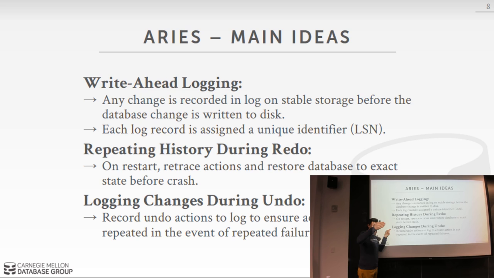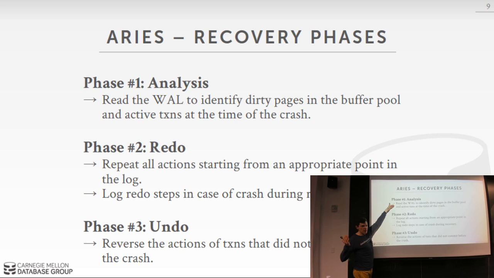So in Aries, recovery has three phases. First, from the last checkpoint, you go through and figure out everything that was happening inside your system up to the end. Then you go back and redo all the changes from some appropriate point in the log. Then you reverse direction in the log and undo all the changes, to make sure you reverse anything that doesn't commit.